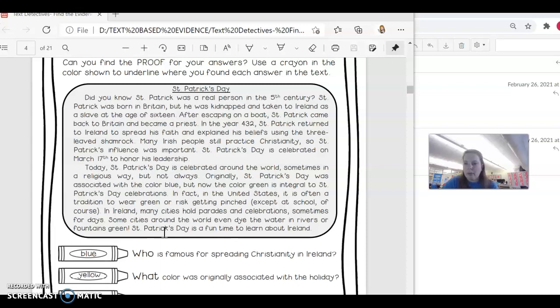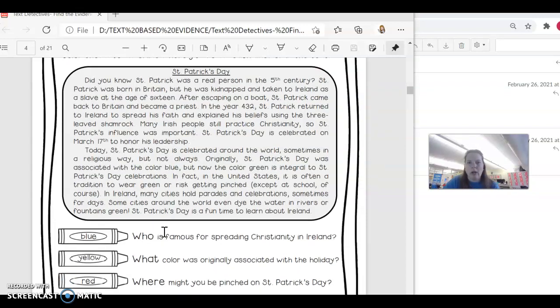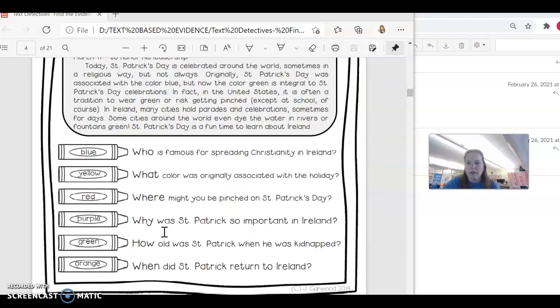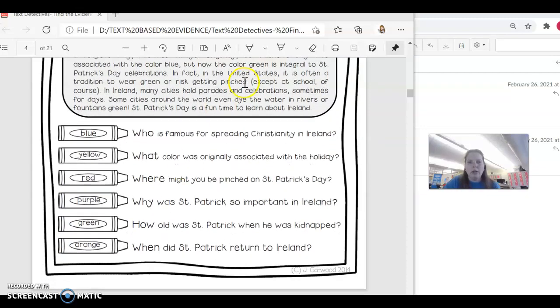So that was about St. Patrick's Day. So now what I want you to do is take your highlighter, okay? You should have a highlighter in your pencil pouch, and we are going to simply highlight the question words in each of these questions. So grab your highlighter, hit pause if you need to, and let's highlight our words.